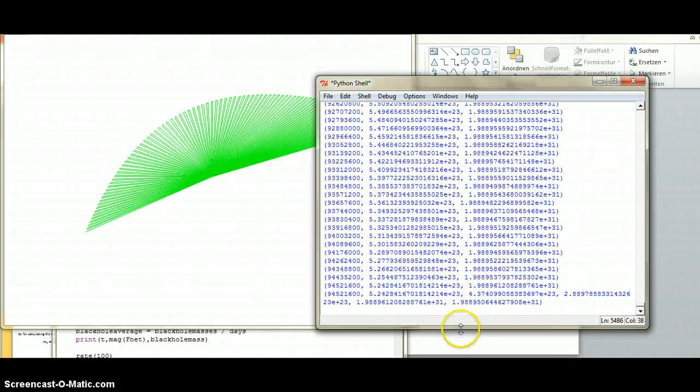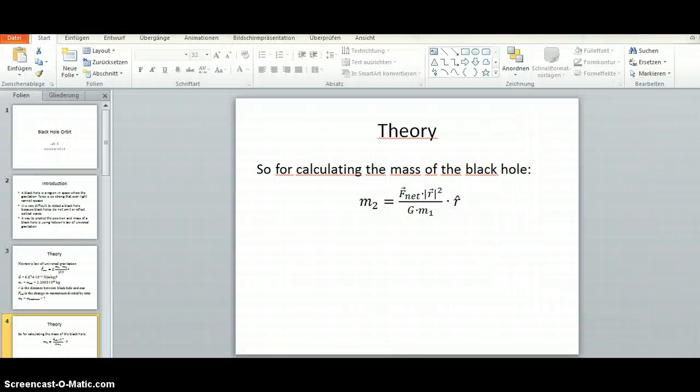At the end, we get an average mass of 1.98895 times 10 to the power of 31 kilograms. The mass of the black hole is much larger than the mass of the star. So let's answer the questions.